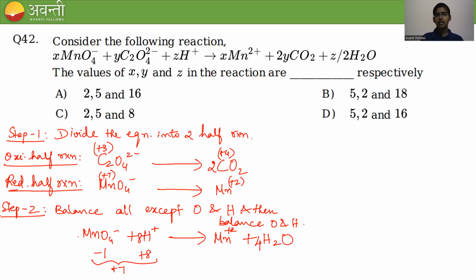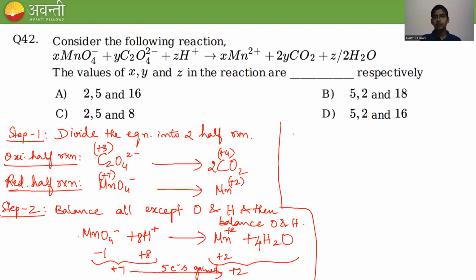And in case of manganese, you see here we are having +2 and here 4 into 0, 0. So on the product side, the charge is +2. Now from +7 to +2, so 5 electrons are gained, right? So what do I have to do? I have to put 5 electrons on the left hand side. So the equation becomes like this.